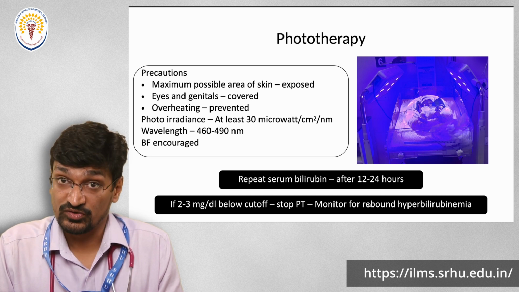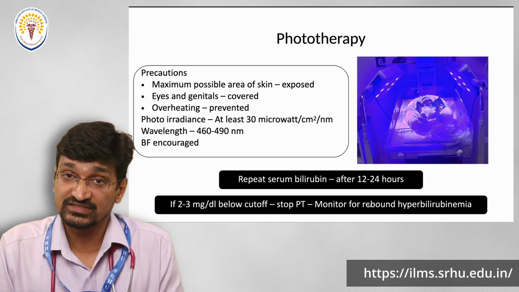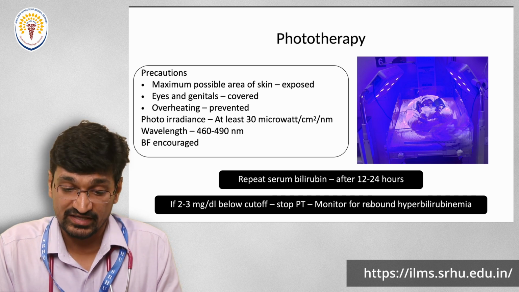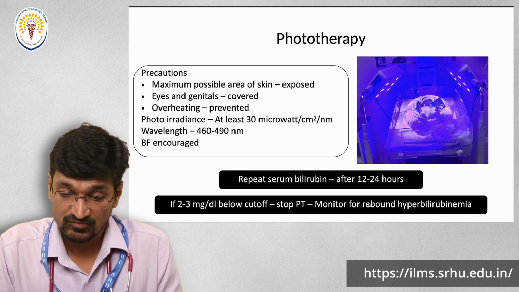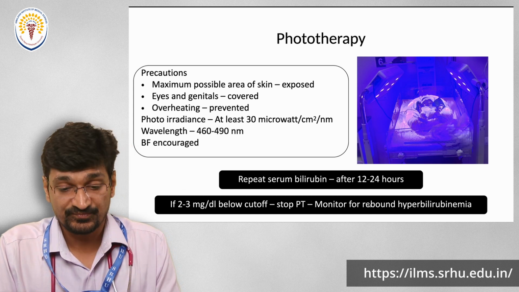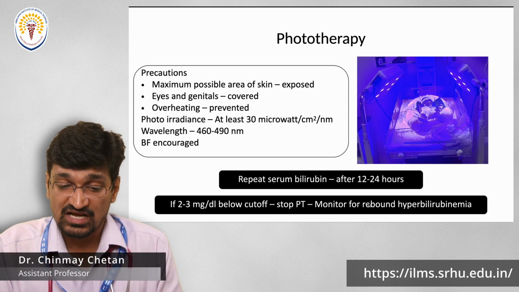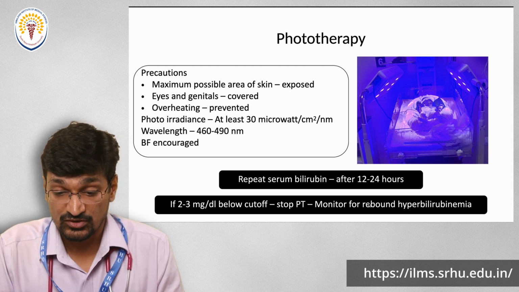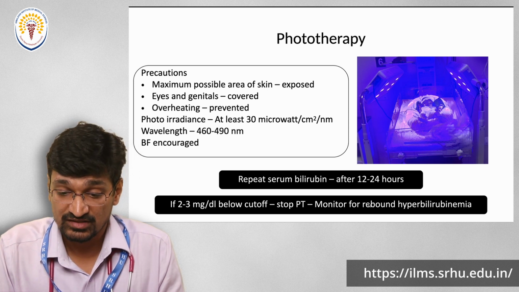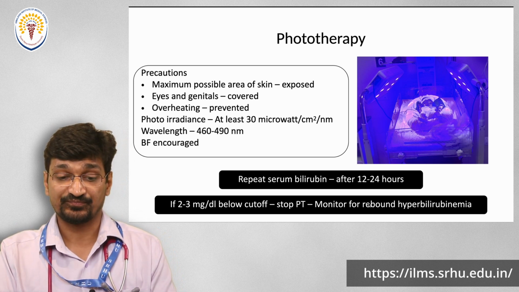Baby should not get overheated. Photoirradiance of at least 30 microwatt per centimeter square per nanometer should be ensured in the wavelength of 460 to 490 nanometer. During phototherapy, hydration should be maintained and breastfeeding encouraged. Repeat serum bilirubin is generally measured after 12 to 24 hours. If the bilirubin is decreased to at least 2 to 3 mg per deciliter below the cutoff level, then phototherapy is stopped and baby is monitored for rebound hyperbilirubinemia.